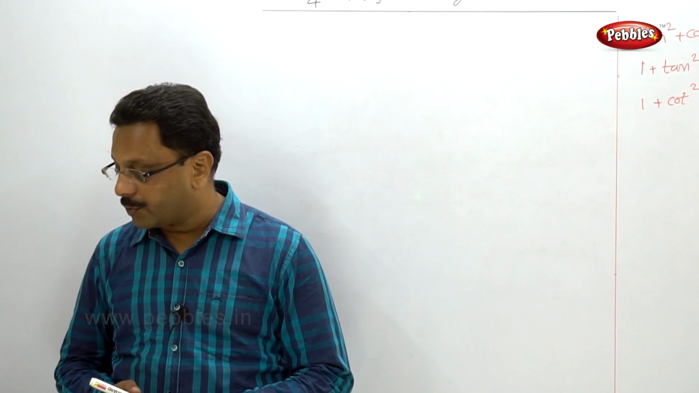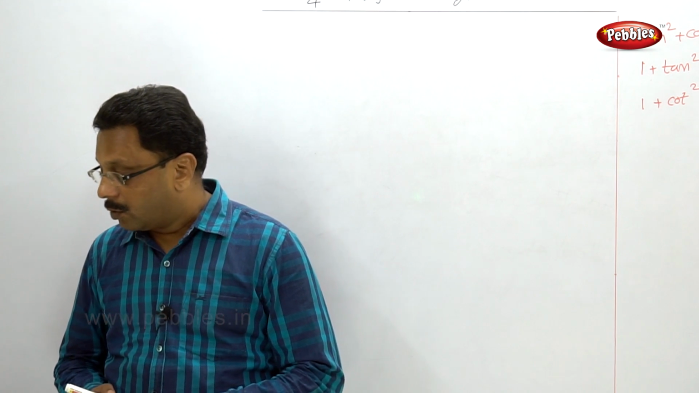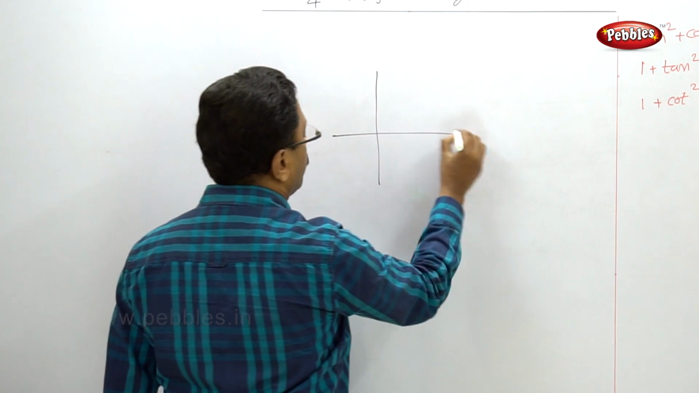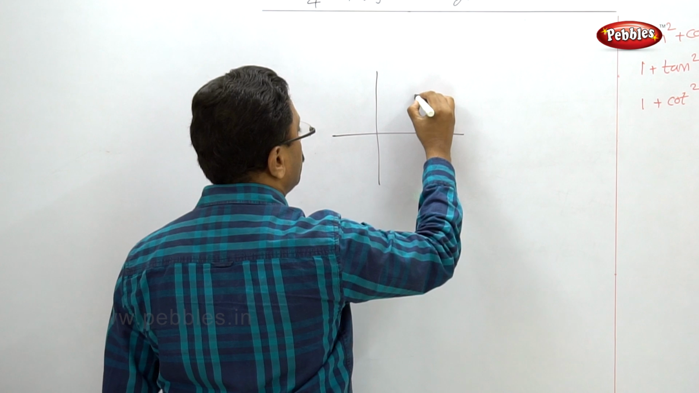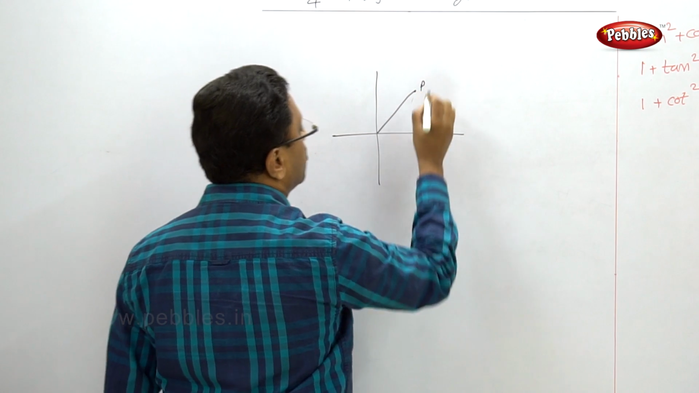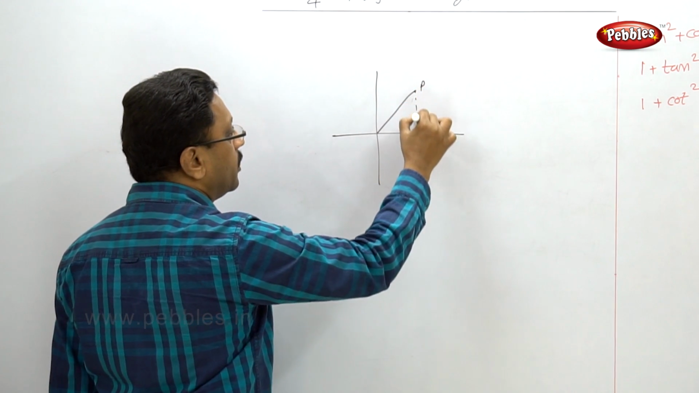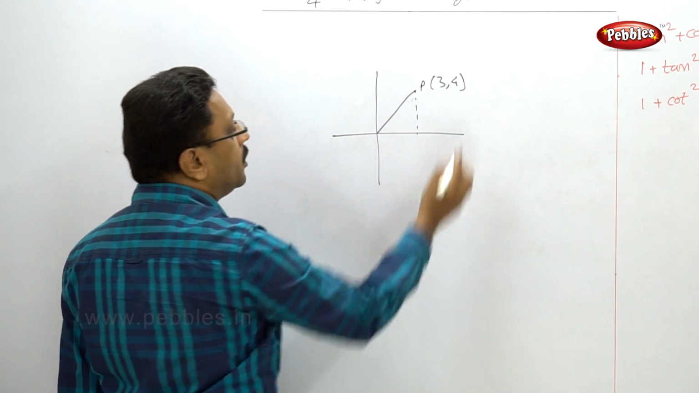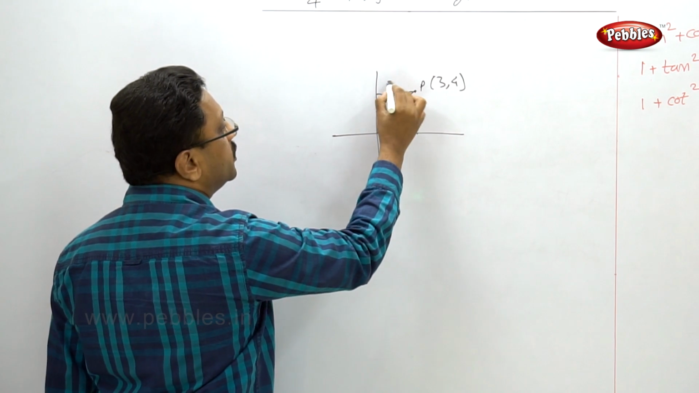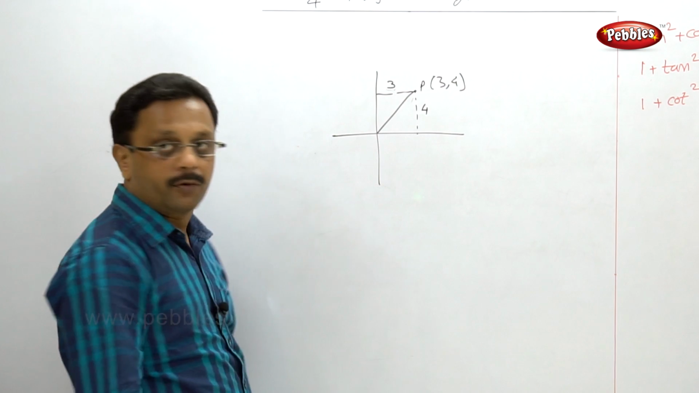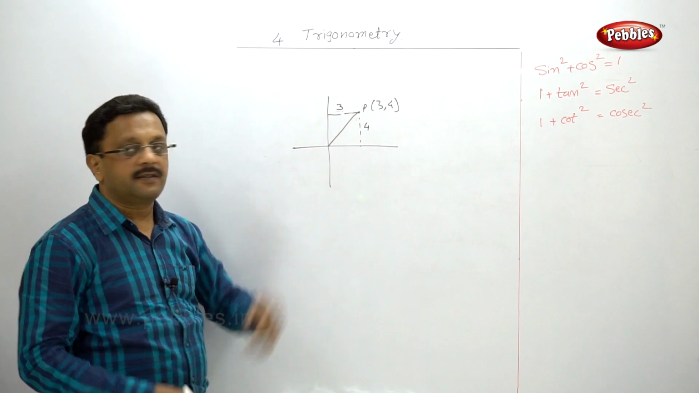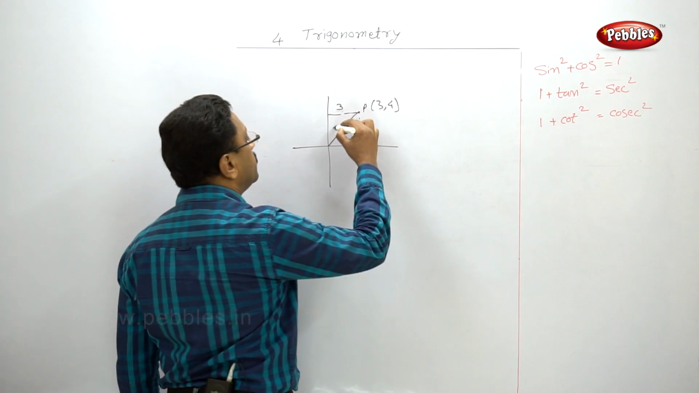Find the trigonometric ratios in standard position whose terminal arm passes through 3, 4. If the terminal arm is passing through, if this is P, 3 and 4, then definitely this is 3 and this is 4. If the terminal arm is passing through P, 3, 4, that means the y is 4 and x is 3. So how will you find out the r?